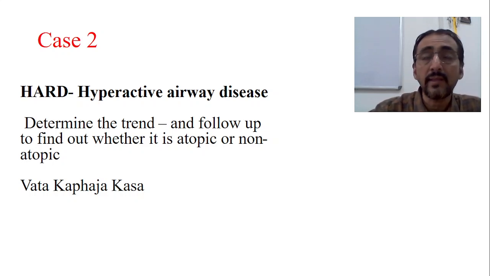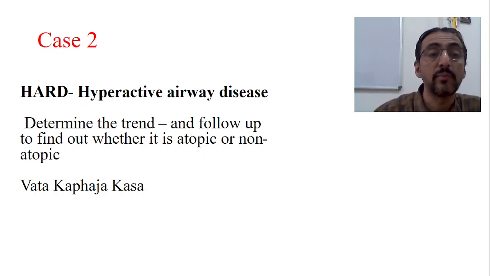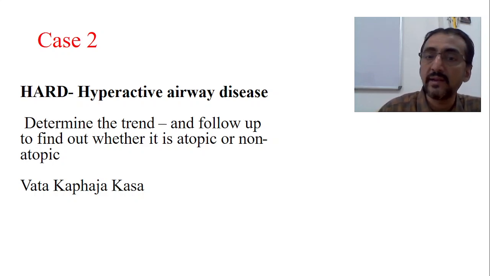What is important is to determine the trend and follow up to find out whether it is atopic or non-atopic. Now you have to see whether it's atopic or not. If a strong family history is available, it is atopic. If the family history is not available, then it should be considered non-atopic. That is the next course of the follow-up, so you have to determine all these things.